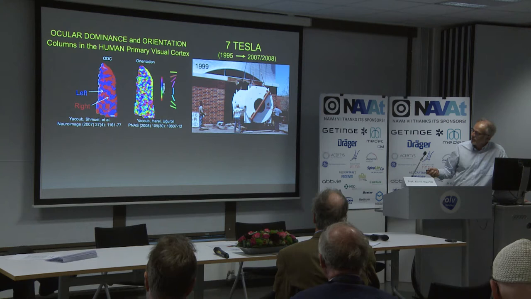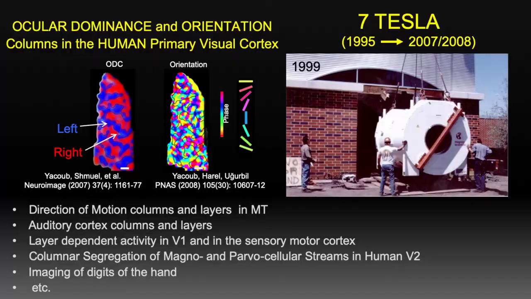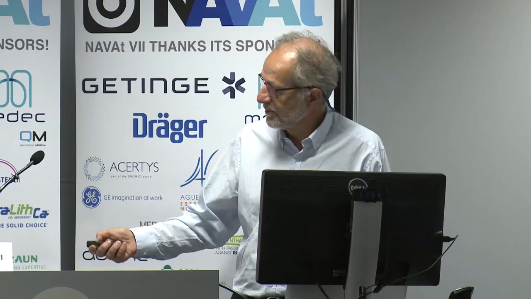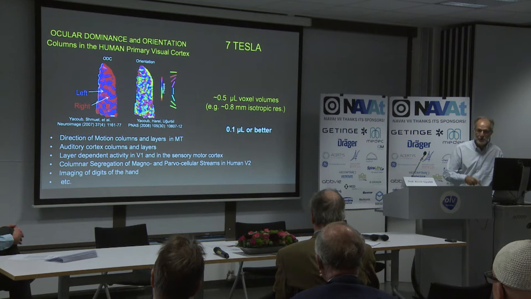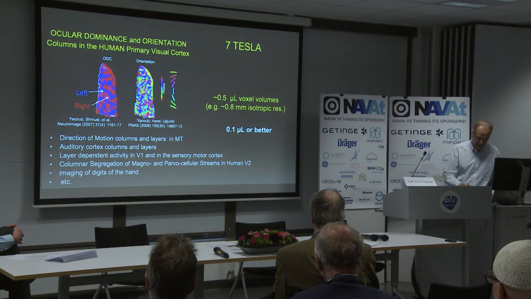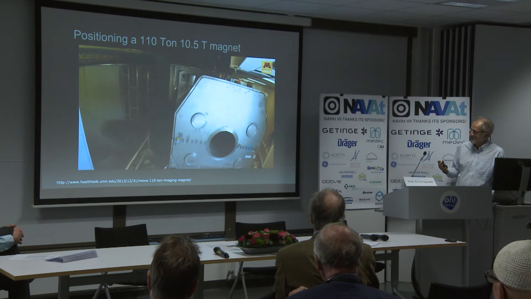Today this is a booming activity, human neuroscience at this mesoscopic scale, and there are some examples of that over here. They're all about 0.5 microliter voxels in spatial resolution, but in the BRAIN Initiative, the Obama BRAIN Initiative, we have ambitions to go to 0.1 microliter. And so as a result, we actually launched the 10.5 Tesla project.